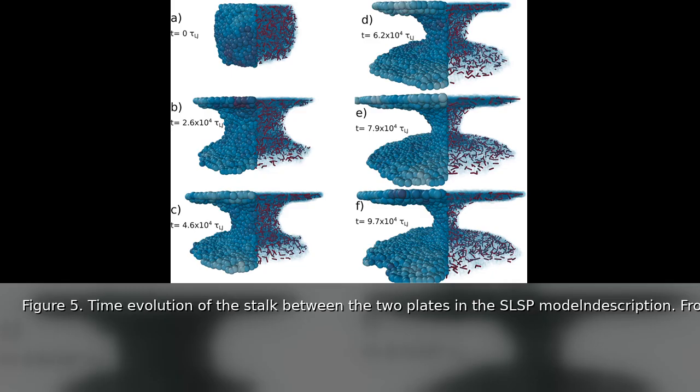Visualizing the entanglements as slip springs reveals how these topological constraints evolve and influence the thinning filament structured between the plates. Overall, the authors present this figure to show that the SLSP model not only reproduces the static entanglement features, but also dynamically captures the essential behavior during filament breakup, supporting its utility as a coarse-grained tool for rheological studies.